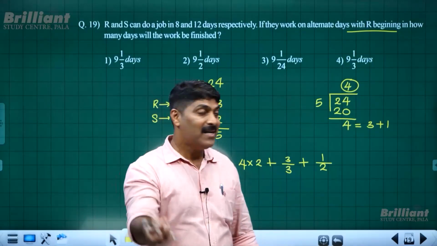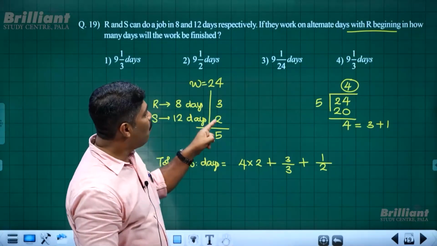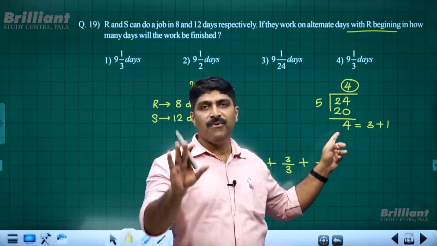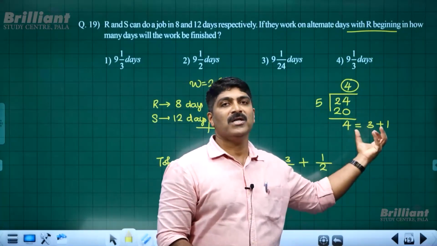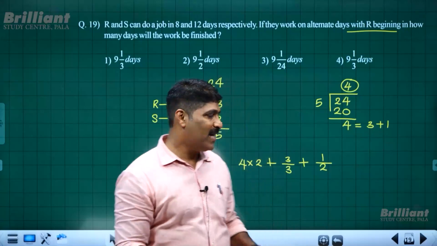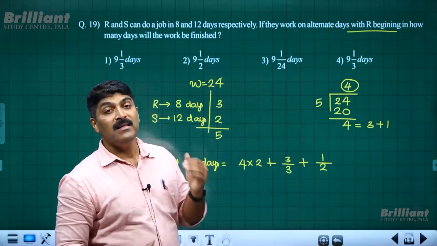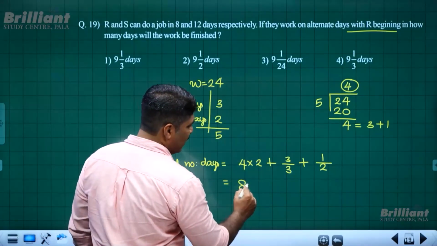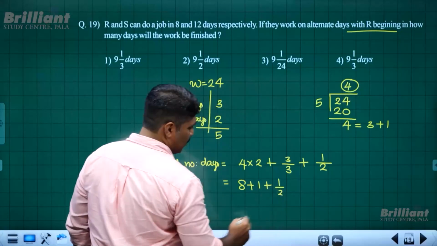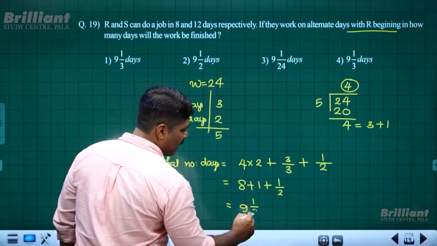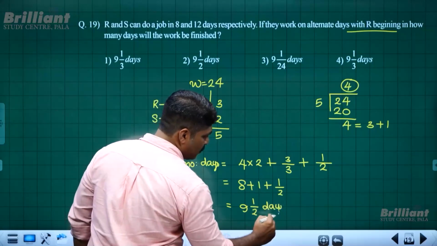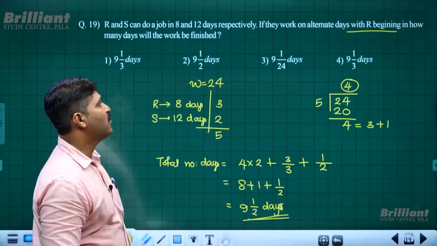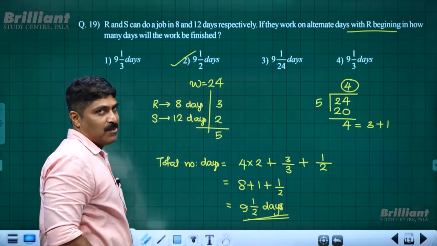Plus, immediately next day, R will work. So R can finish 3 units of work, but the remaining work is totally 4 units of work. Therefore, we just split it as 3 plus remaining. Here the remaining is 1, and on the last day, S will work the whole work. The efficiency of S is 2, so therefore that is 1 by 2. So here this is 8 plus 1 plus 1 by 2. So we can directly write this as 9 and 1 by 2 days. Understand the concepts clearly. Got it? Whenever you get a similar type of question, you just apply these concepts directly. Here the answer is option 2.